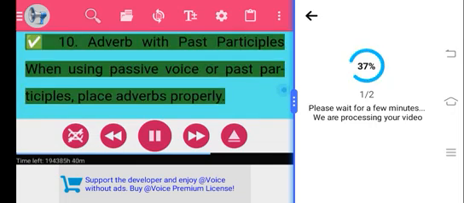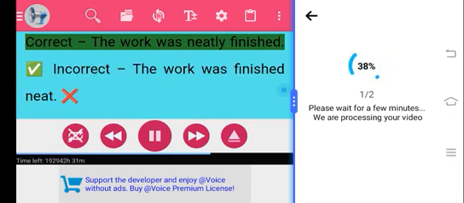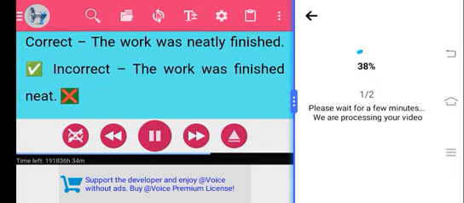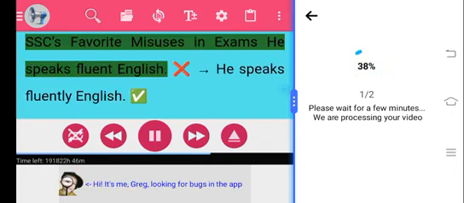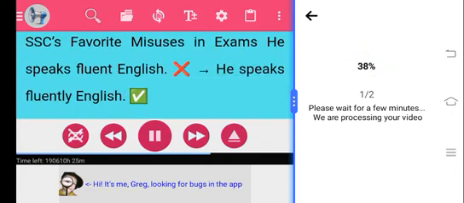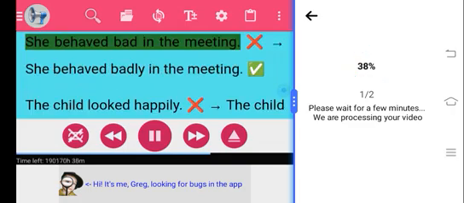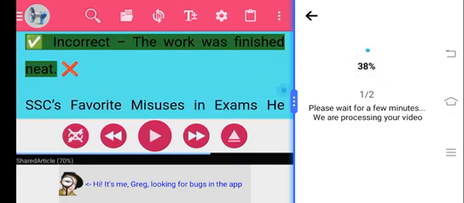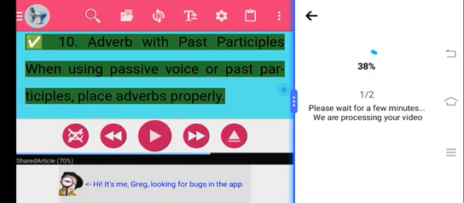10. Adverb with past participles. When using passive voice or past participles, place adverbs properly. Correct: the work was neatly finished. Incorrect: the work was finished neat. SSC's favorite misuses in exams: he speaks fluent English is incorrect, it becomes he speaks fluently English. She behaved bad in the meeting is incorrect.